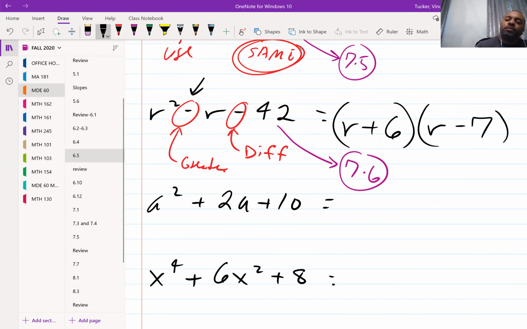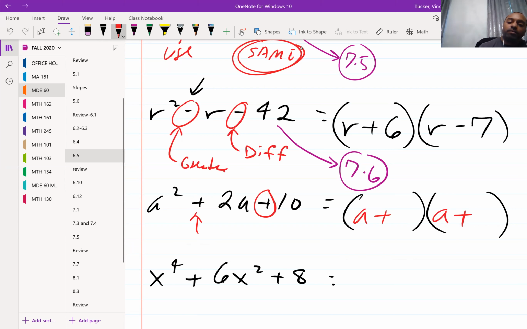All right, next one. Now, once again, start off with what you know has to happen and don't deviate from your rules. Our signs, because of this back sign, are supposed to be the same. And this front sign tells us which ones to use. So it means both of our signs are going to be positive. Now, a squared is going to give us a times a.